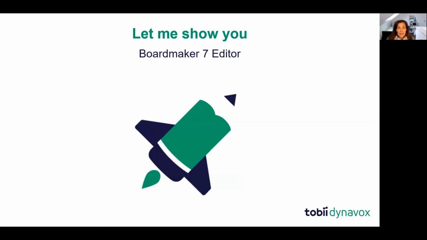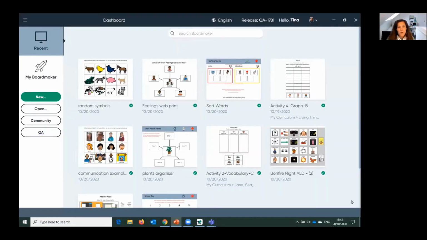Okay, let me show you the Boardmaker 7 editor so I can show you just how easy it is to create a resource using a template. Okay, so I've opened up my Boardmaker 7 editor app, which I can install on any Windows, Mac, or Chromebook computer. The first thing it shows me is my most recently created resources. So I can quickly go in and edit anything that I might have been working on recently.